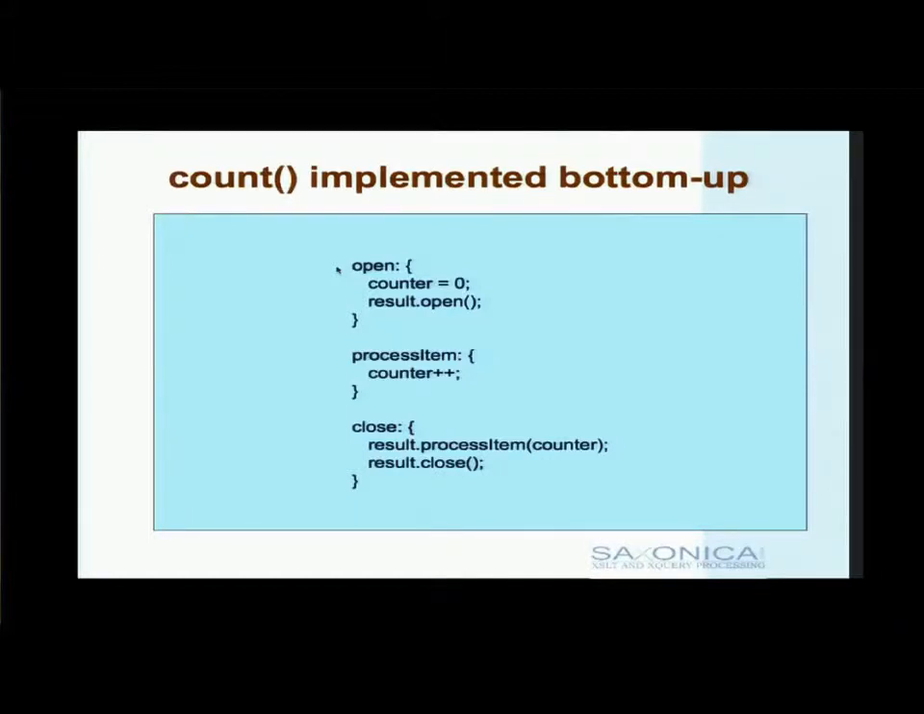Open is called at the beginning. It opens the next feed along in the pipeline, and it sets a counter to 0. And then each item that comes along, it increments the counter. That's straightforward enough. And then when we close, saying we're finished, we've done that operation, it passes the value of the counter to the next feed along in the pipeline, and then issues a close on the next stage. So that's a simple example of count, a very simple operation implemented bottom-up rather than top-down.